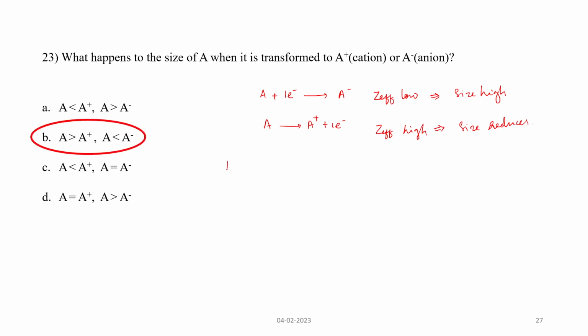Element A will be having higher radius compared to the cation, and the anion will be having higher radius compared to the element.